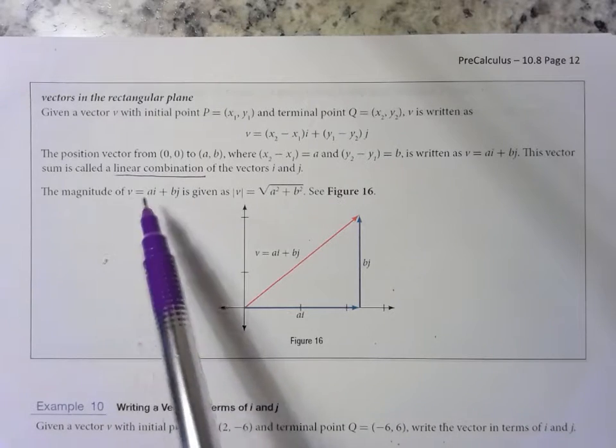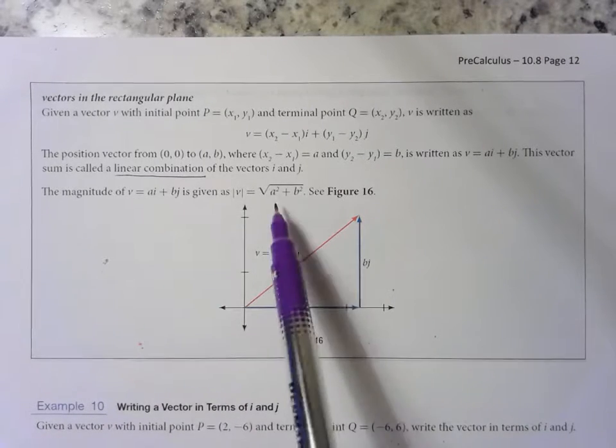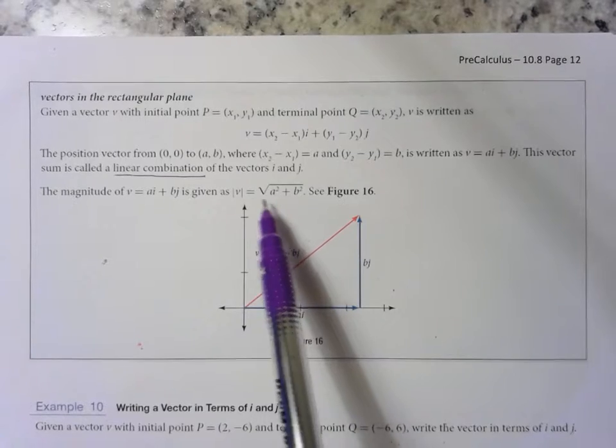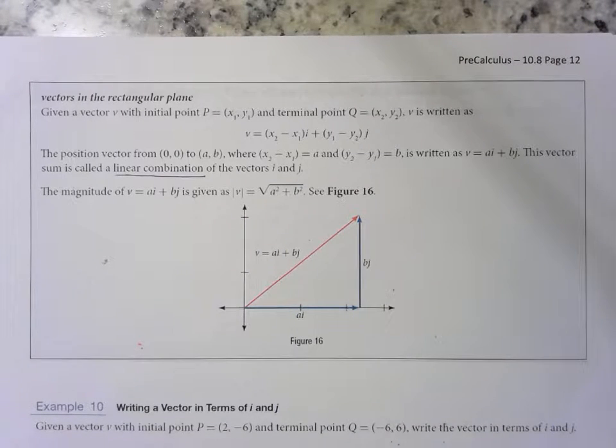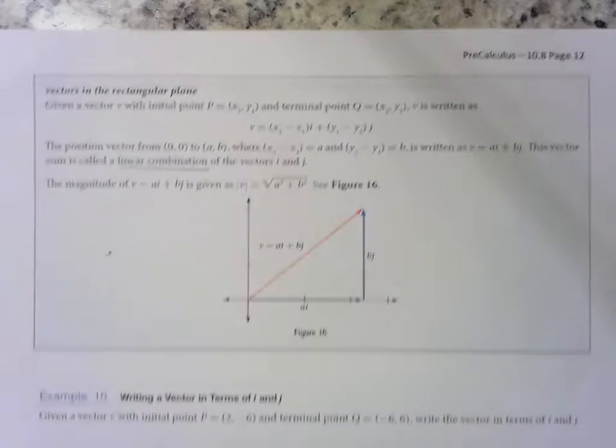And to get the magnitude of v, your vector, it's still the same thing that we've been doing. It's still the square root of a squared plus b squared. Let's look at an example.